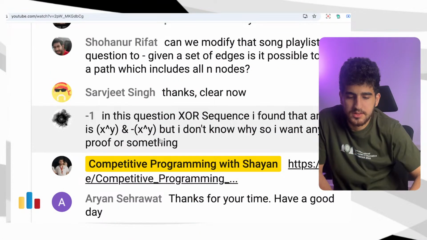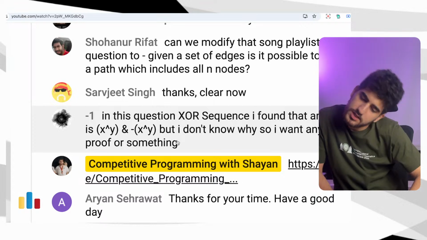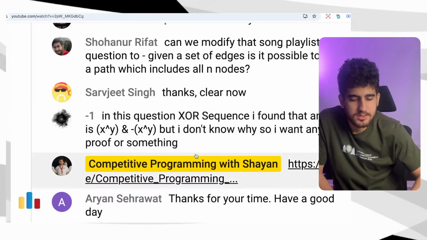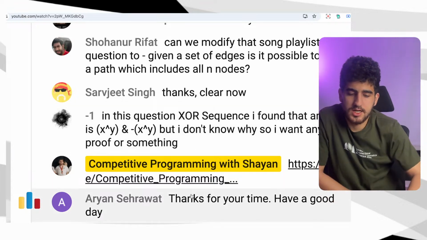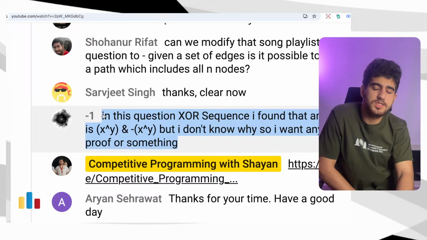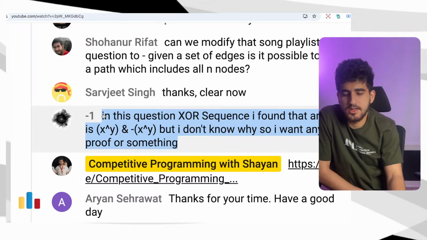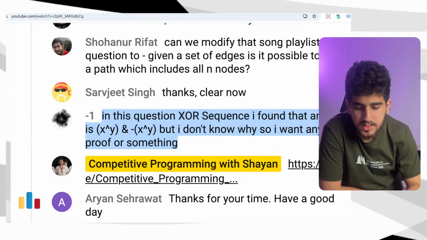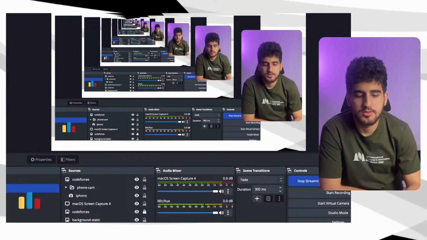And XOR sequence, I found that the answer is x and XOR y and minus x. So I don't know. I'll take a look at it next time. Yes, sure. Please ask your question in the Telegram channel if it's possible. I didn't understand which problem we're talking about, but I'll read it later. So ask that question in our Telegram group.